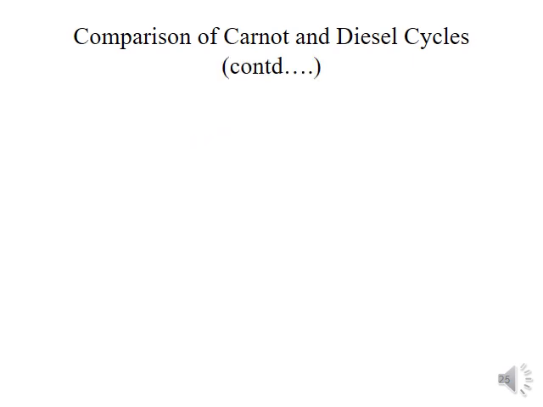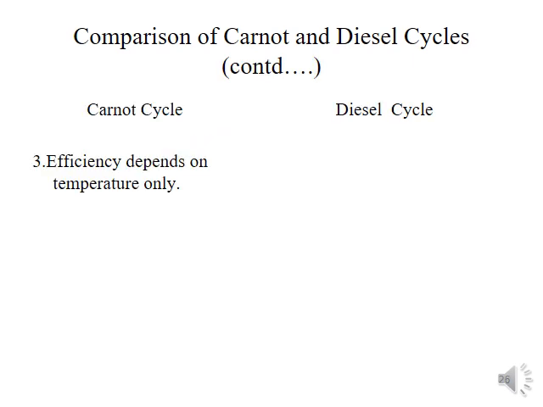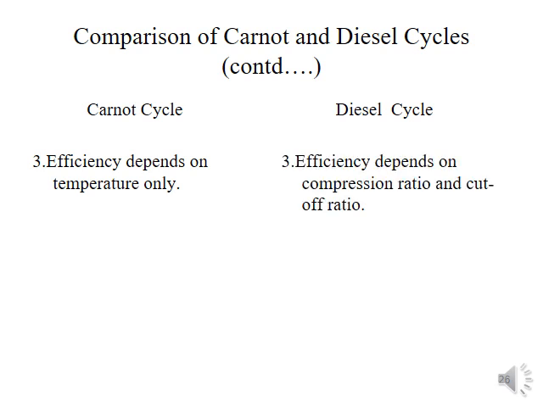Next point. The efficiency of the Carnot cycle depends only upon temperature, and you have to write the efficiency formula also. Efficiency is equal to 1 minus T2 by T1, where T1 is the maximum temperature and T2 is the minimum temperature. Coming to the diesel cycle, the efficiency depends upon both the compression ratio and cutoff ratio. So, you have to write the formula for both the Carnot cycle and diesel cycle.